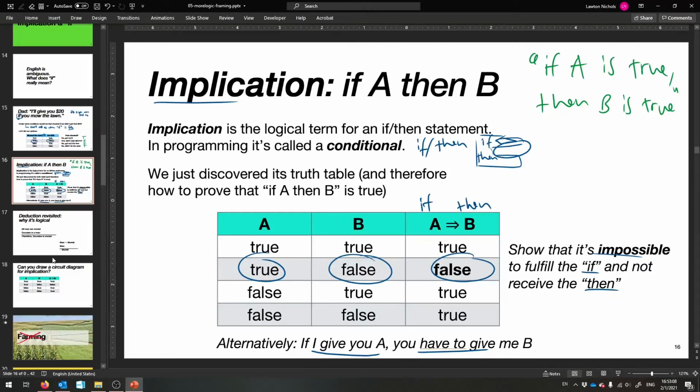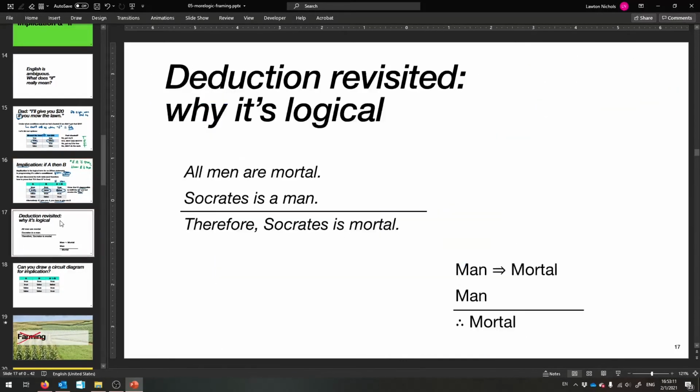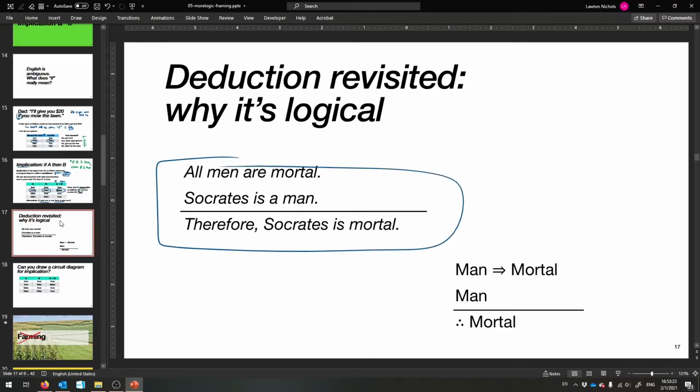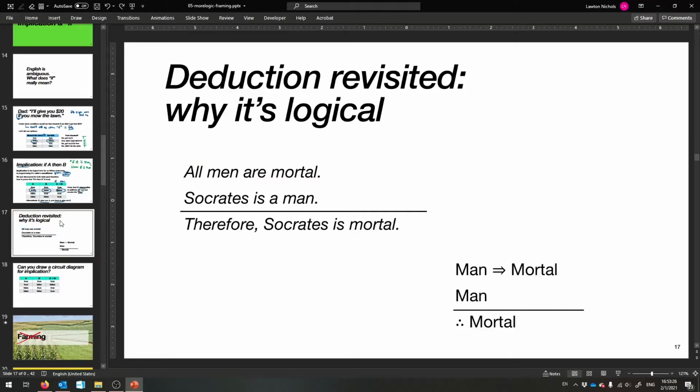So let's go back to deduction now that we have this symbol under our belts. So here is the same argument twice. So all men are mortal, Socrates is a man, therefore Socrates is mortal. And here it is translated into logic. Okay? So the idea is, let's prove that this is valid very quickly. All right? So we're now assuming man implies mortal. You see that? This is how you can turn this into logic. Man implies mortal. If man, then mortal. That's the idea.